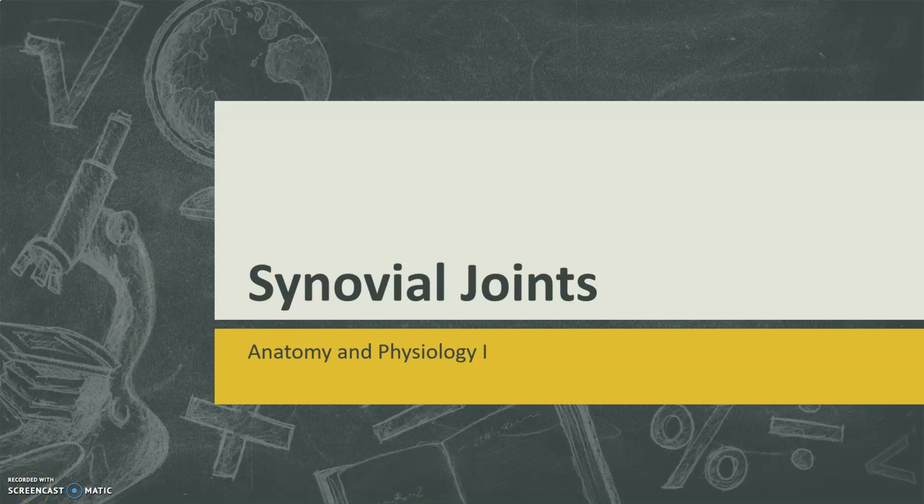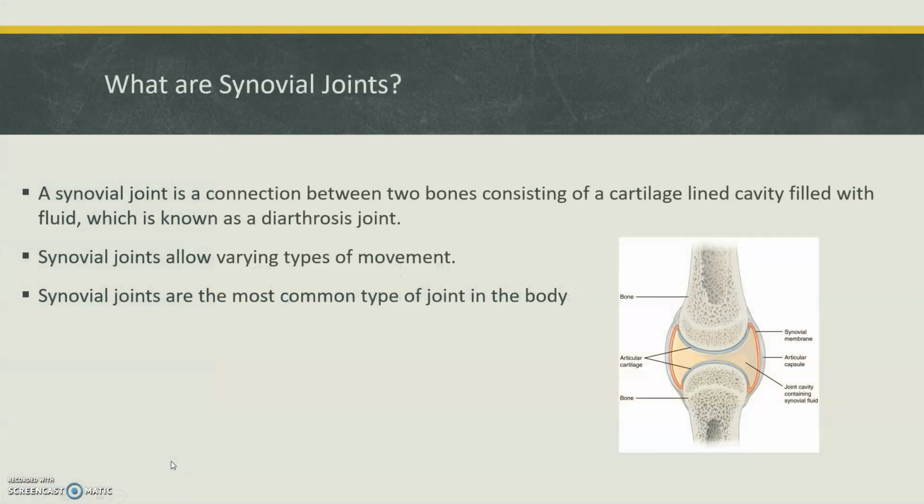Hello, today in Anatomy and Physiology, we're going to talk about synovial joints. So what is a synovial joint? Well, it's a connection between two bones consisting of a cartilage-lined cavity filled with fluid. They allow for different types of movement, and the synovial joint is the most common type of joint.